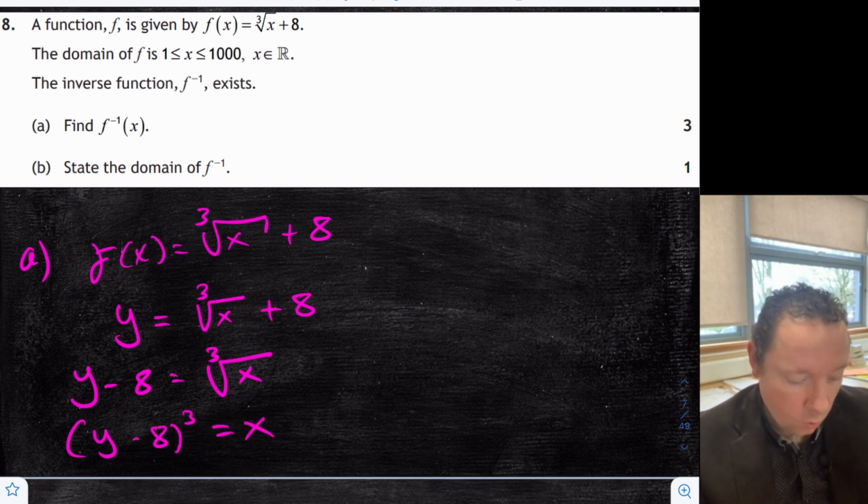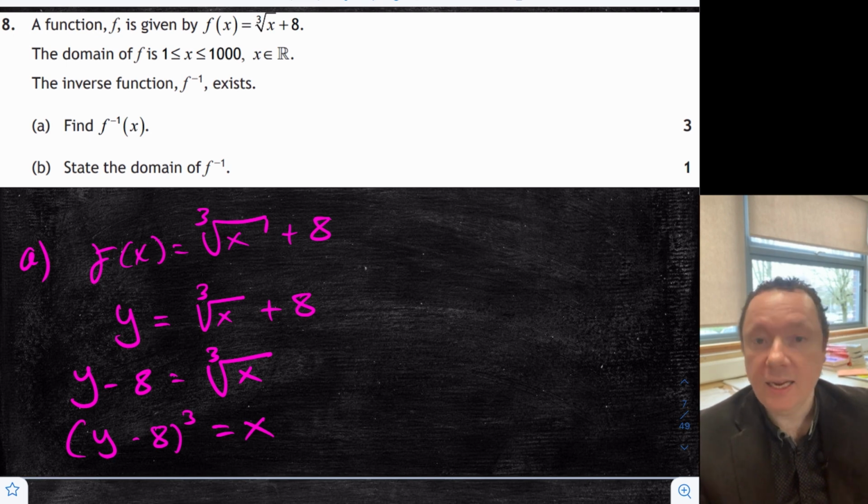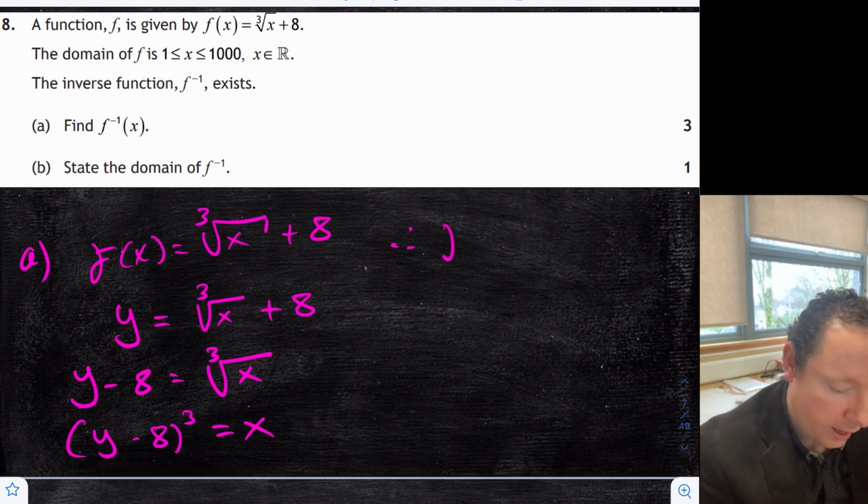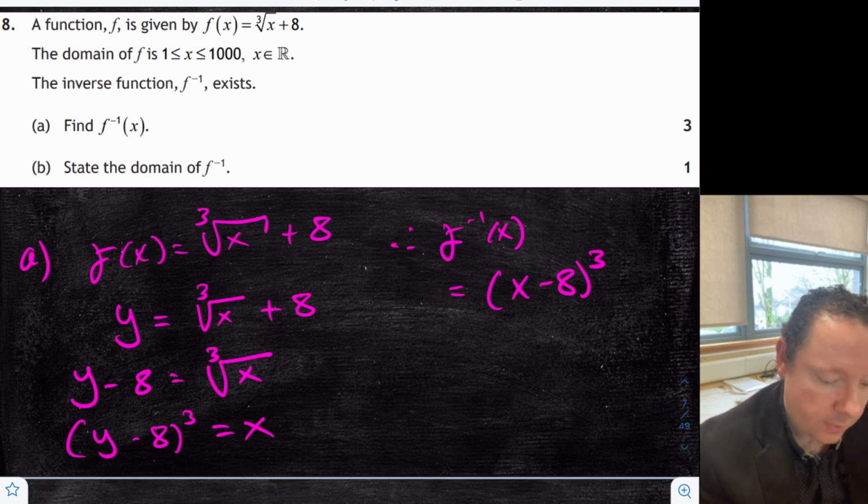Do not now write y equals x minus 8 cubed. That gives you a mark off. You now just need to say that, therefore, the inverse function of x is equal to x minus 8 cubed. And we're done there.